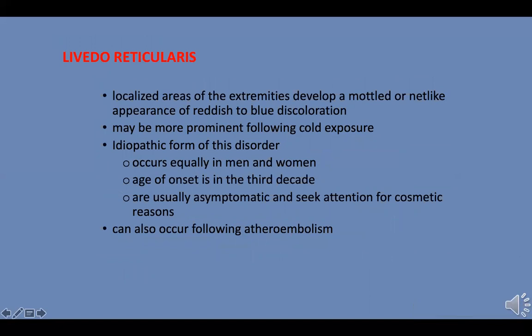In livedo reticularis, localized areas of the extremities develop a mottled or net-like appearance of reddish to blue discoloration. They may be more prominent following cold exposure. The idiopathic form of this disorder occurs equally in men and women. The age of onset is in the third decade. They are usually asymptomatic and seek attention for cosmetic reasons. They can also occur following atherosclerosis.